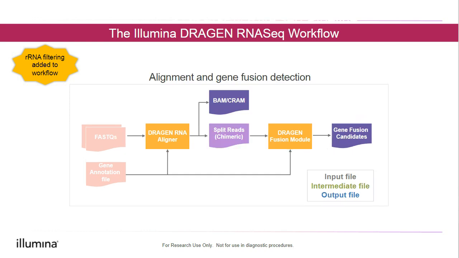This slide shows the fusion detection workflow. Gene fusions are called based on reads mapping to or split between two different genes. These split reads are chimeric reads or supplementary alignments in the BAM or CRAM file. The fusion detection module is not looking for predefined fusions, and novel fusions can be detected. rRNA filtering has been added, meaning that rRNA reads are marked in the BAM and excluded from the fusion detection analysis.